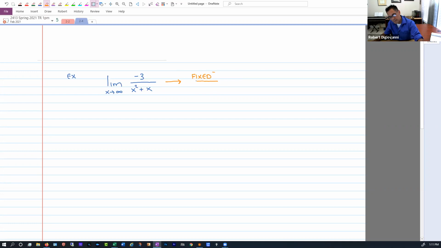Now, on the bottom, think about what would happen if I take a number. I'm focusing all my attention right now on this x squared. What would happen if I take a really, really big number, a positive big number, because I'm going to positive infinity? What would happen if I take a really, really big number and square it?